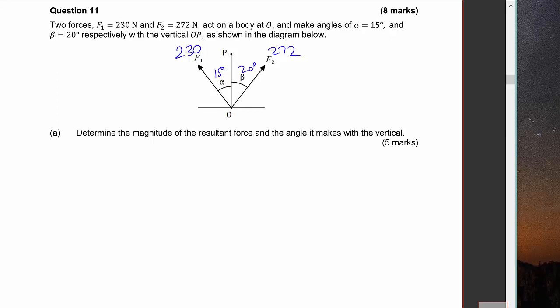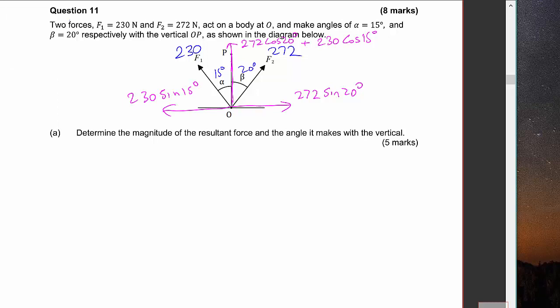So let's resolve. So in this direction up here, we're going to get 272 cos 20. And we're also going to get 230 cos 15. Remember, it's the cosine because this is the adjacent to the angle. Then over this way, we're going to get 272 sine 20. And in this direction here, we'll get 230 sine 15.